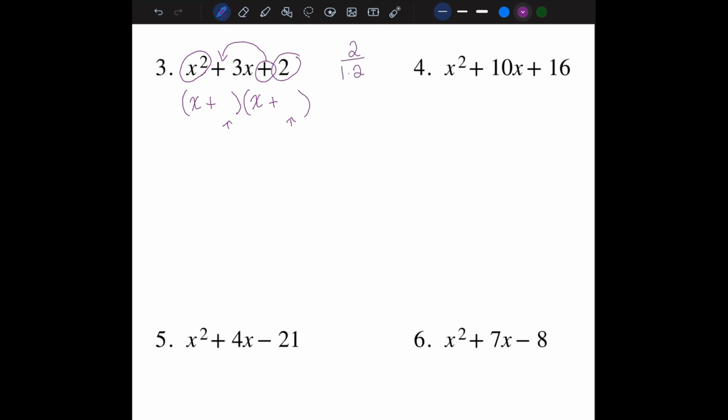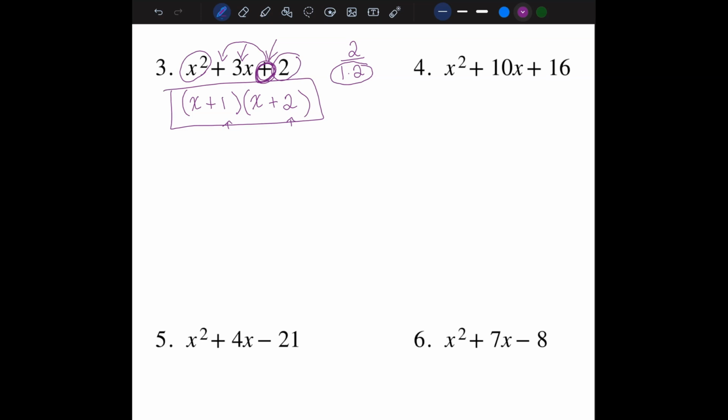But that number combination is also going to have to add to make this number in the middle. Now, if this was a minus sign back here, it would have to subtract to make that number in the middle. So I'm adding to make 3. 2 and 1 do add to make 3. So those are the two numbers I'm using. Since I have x plus and x plus, it doesn't matter where I put the 2 and where I put the 1. And now I am completely factored.